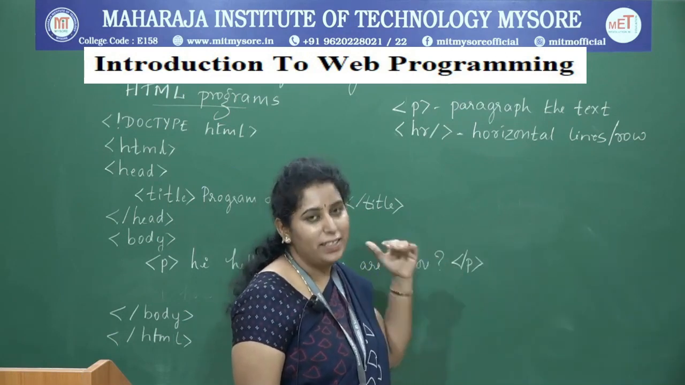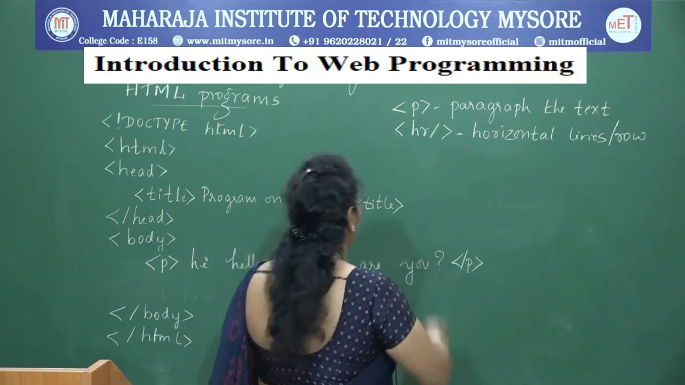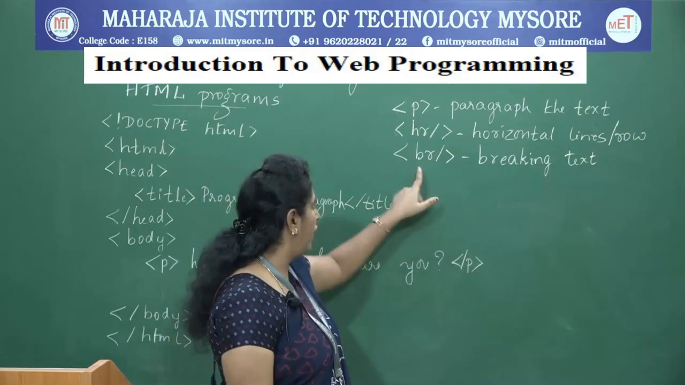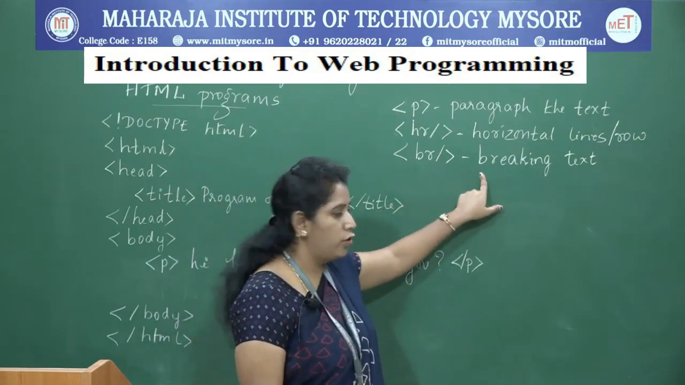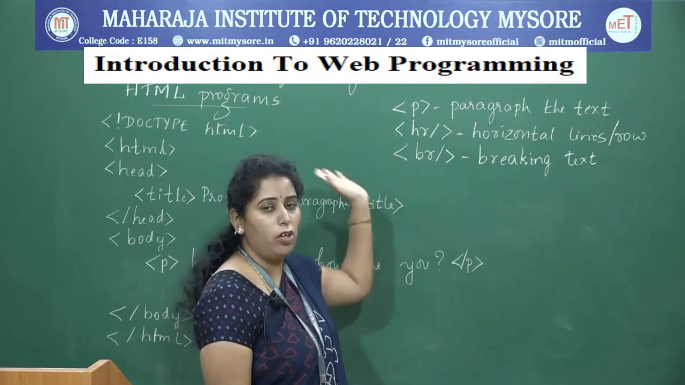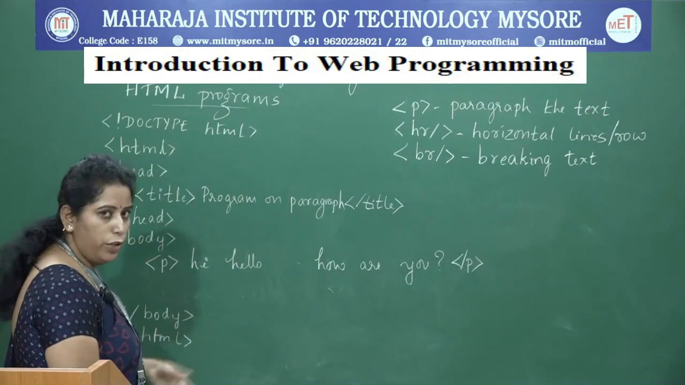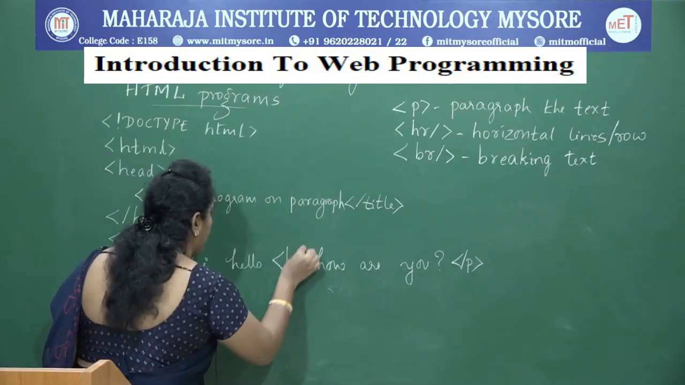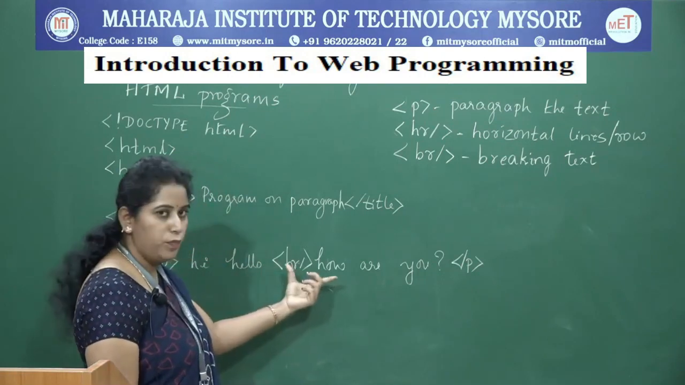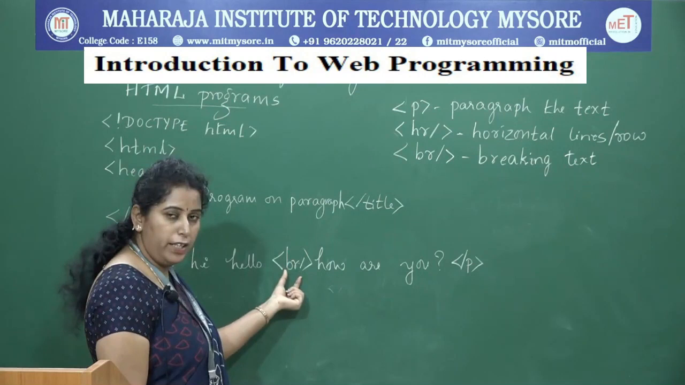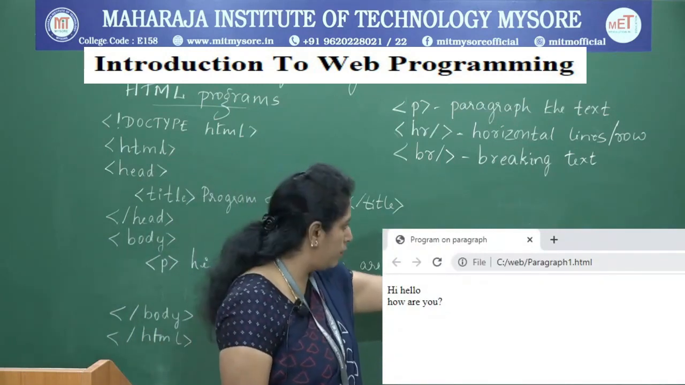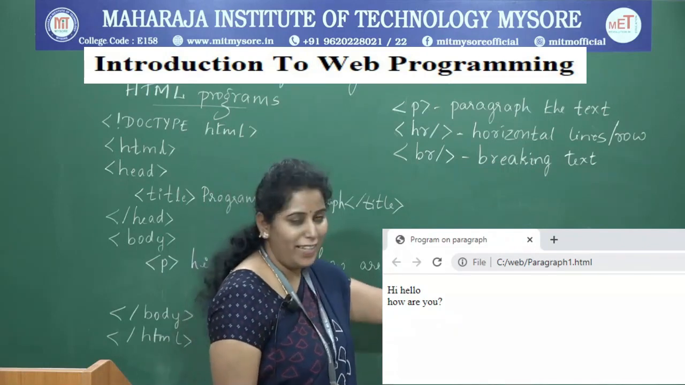But you want to break this statement. In order to break the statement, you can use a tag called BR. Whenever you make use of this tag, anything following this tag will be printed on the next line. For the same program I am going to modify, I have inserted the break tag in between this statement. So now you can observe the output: hi, hello is printed in one line and how are you is printed in the next line.